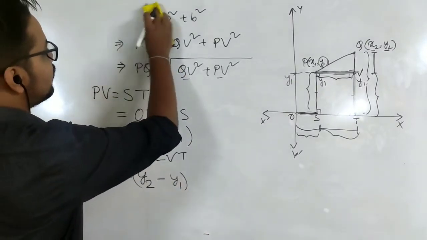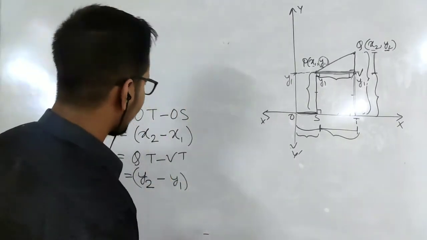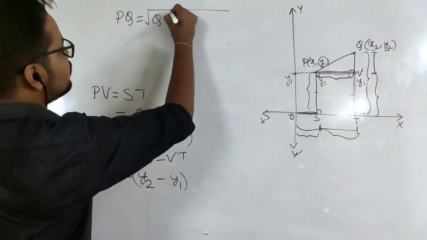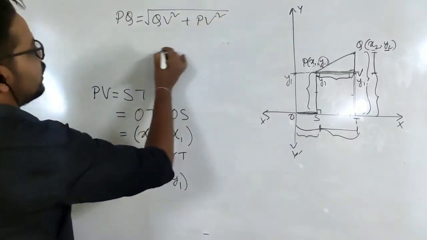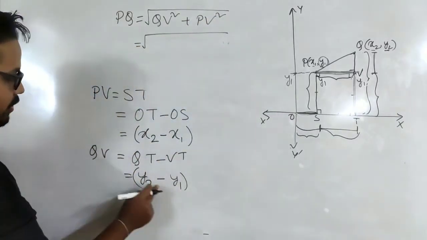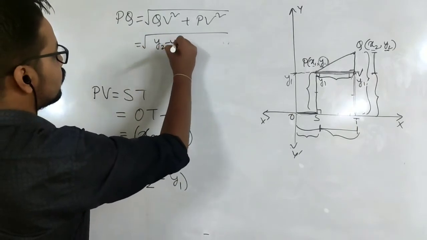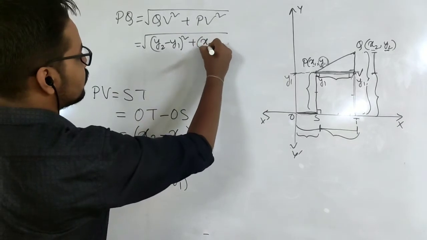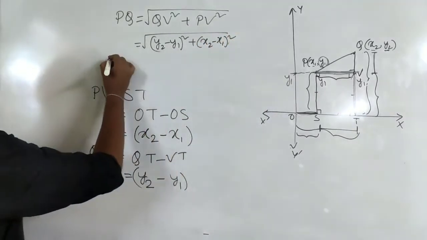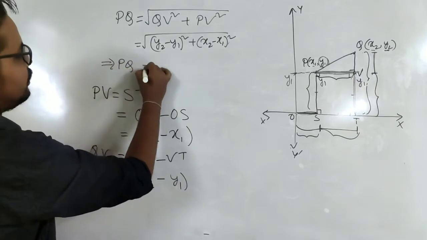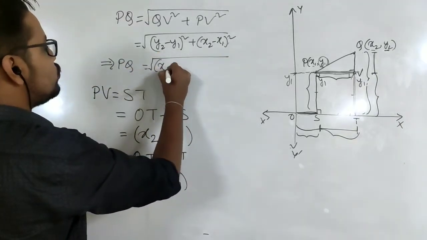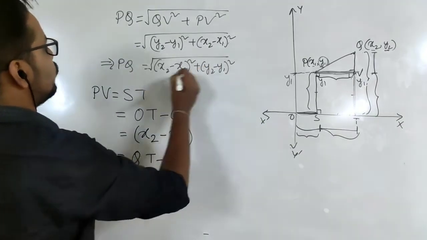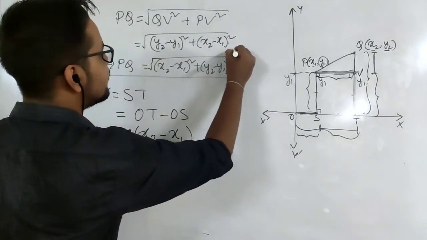So let me erase this part so that I can write it easily. So what I found was PQ was equal to root over QV square plus PV square. Now what is QV? QV we have found as y2 minus y1 square plus PV square we have found x2 minus x1 square. That means PQ can be, if we rearrange, root over x2 minus x1 whole square plus y2 minus y1 whole square. This is the distance formula.